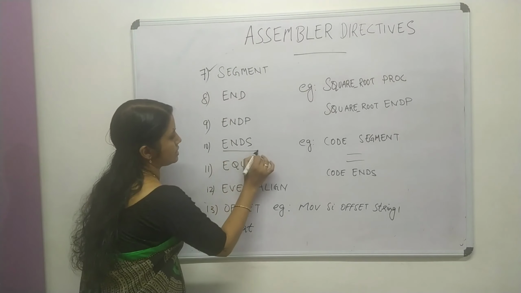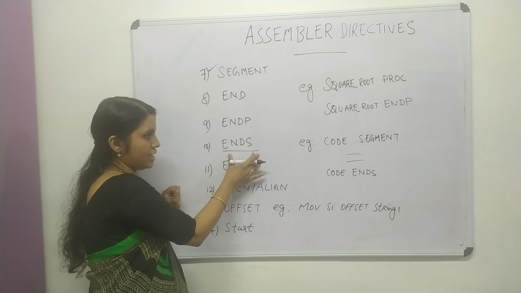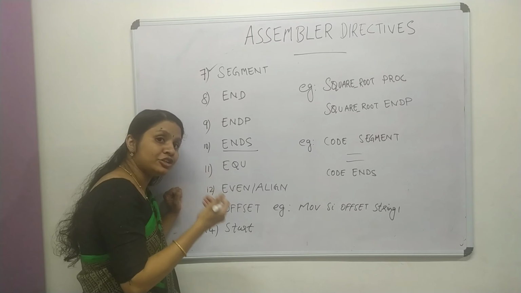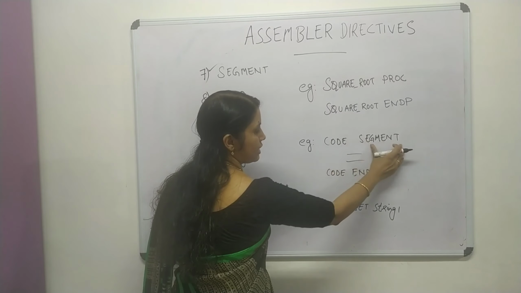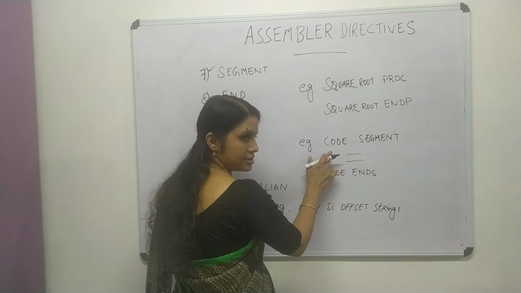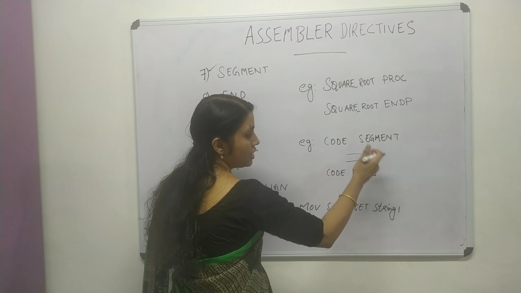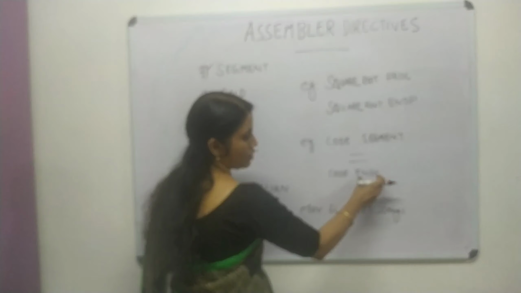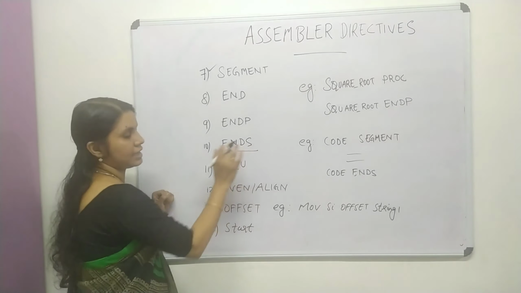Then here you can see ends. It is an assembler directive. ends is used to indicate the end of a segment. Here you see code ends. Here code segment is the name of the segment, used to indicate the beginning of the segment. Code ends means the code is ending. That is, it is used to indicate the end of a segment.